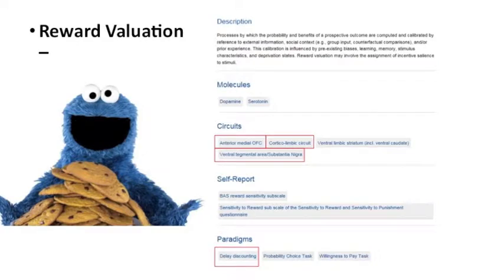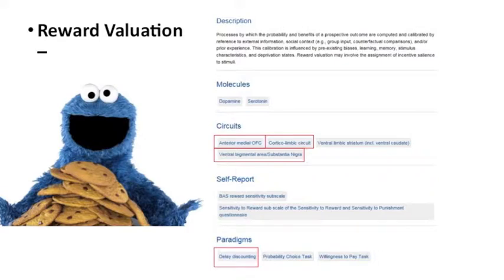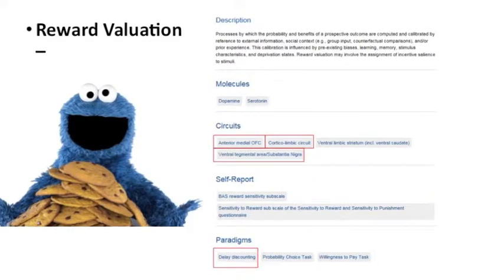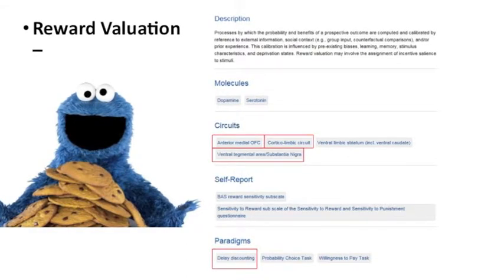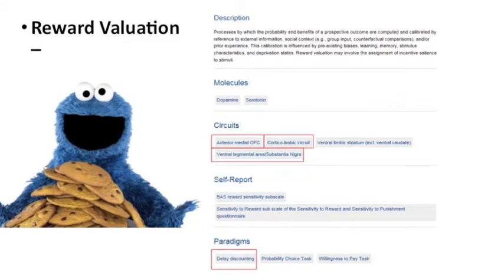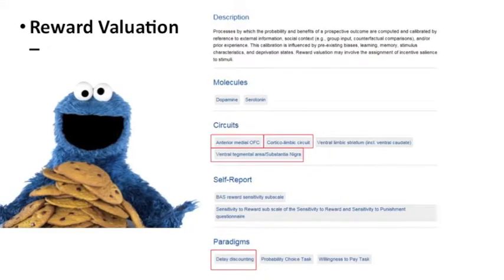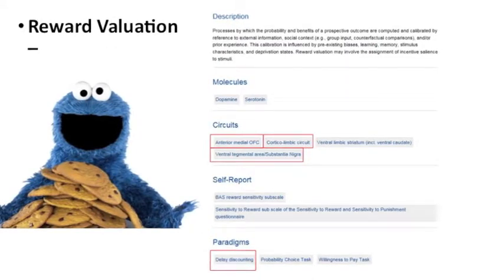I want to draw your attention to the outlined boxes. These are key features of reward valuation that we will see again when we look at the disordered motivation. These include the orbitofrontal cortex, the corticolimbic circuit with significant influence from the prefrontal cortex, and the ventral tegmental area. The orbitofrontal cortex is involved in making quick associations between stimuli and rewards. It has been called the motivation center, and has been likened to a steering wheel that helps steer our behavior towards our value-oriented actions.